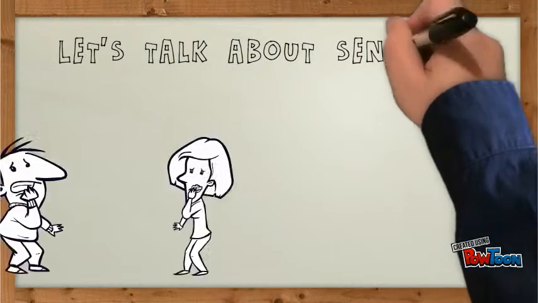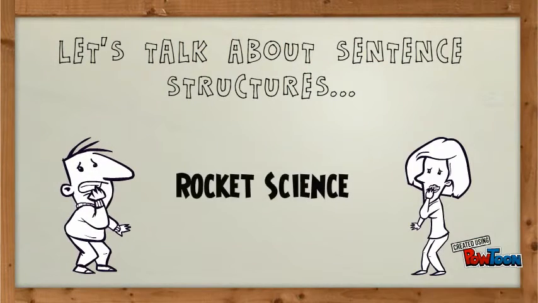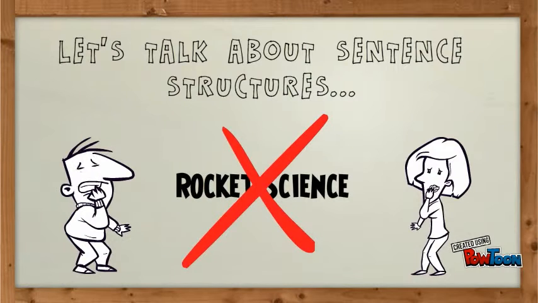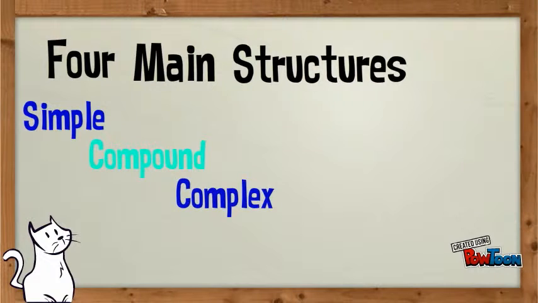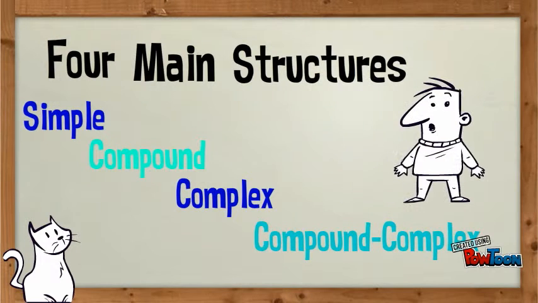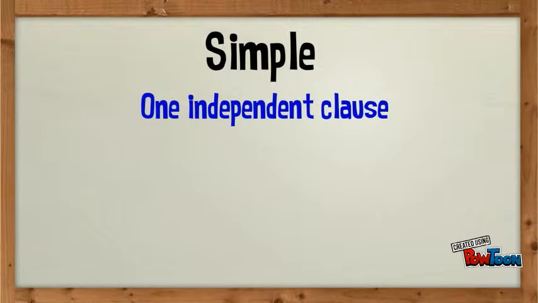Let's talk about sentence structure. Don't be worried, it's far from rocket science. The first thing that you need to know is that there are four main structures: simple, compound, complex, and compound complex. A simple sentence is one independent clause.